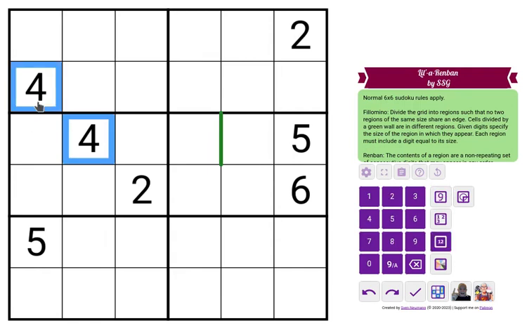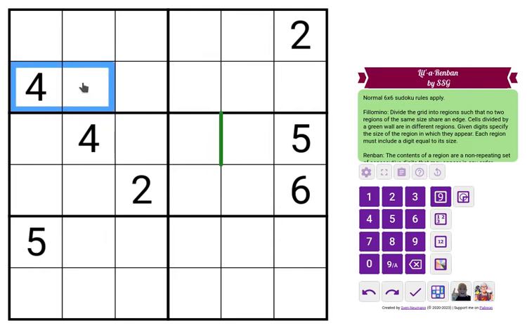For instance, these two fours are two different regions, but they cannot share an edge. So this four cannot go there. Two regions of the same size cannot touch, and also they must be connected through adjacent digits like this. They cannot connect diagonally, and go either this way or this way.